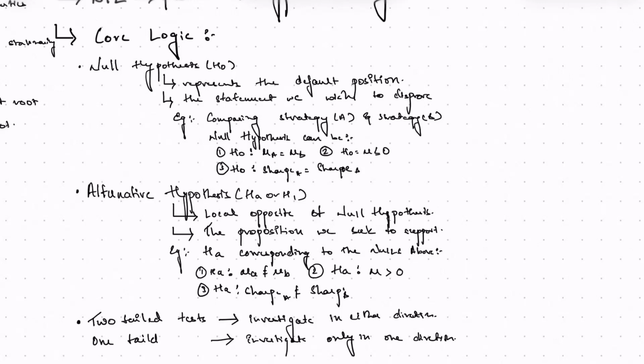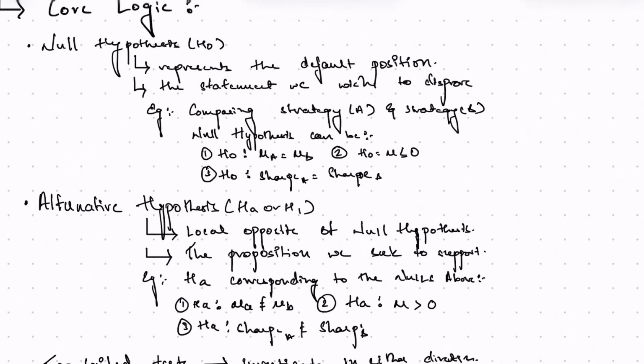For instance, when comparing a new trading strategy A to an established benchmark strategy B, the null hypothesis can be the following. The first example will be: the mean return of strategy A is equal to the mean return of strategy B, which can be shown by this. The second null hypothesis will be: the mean return of a strategy is not positive. And the third example of a null hypothesis can be: the Sharpe ratio of A is equal to the Sharpe ratio of B. The null hypothesis is assumed to be true unless the sample data provides sufficient evidence to reject it in favor of an alternative.